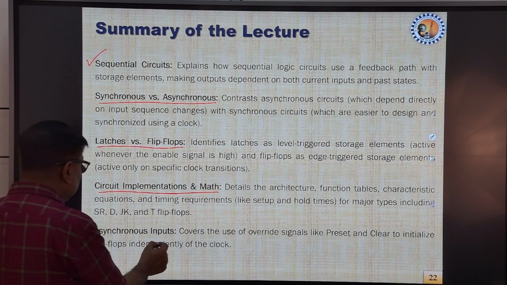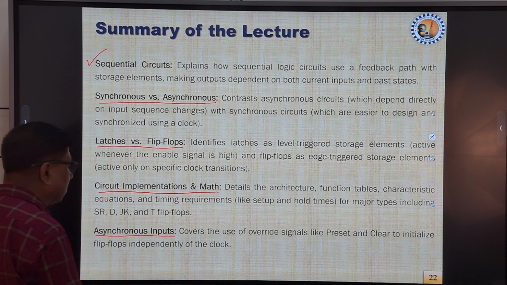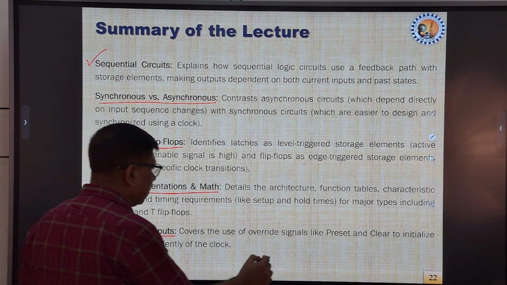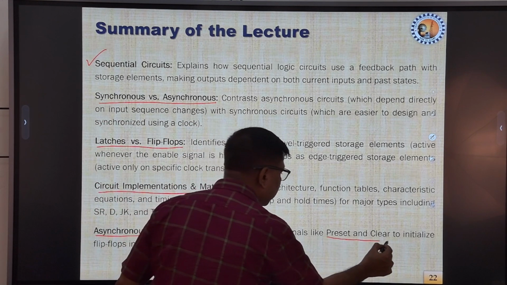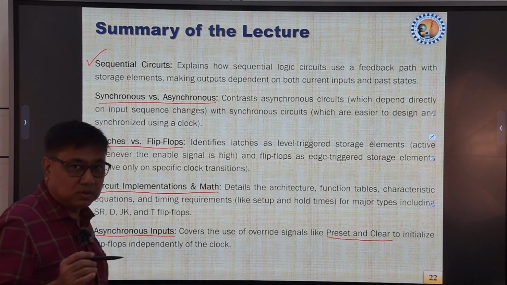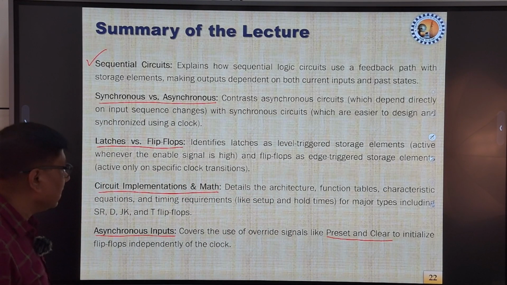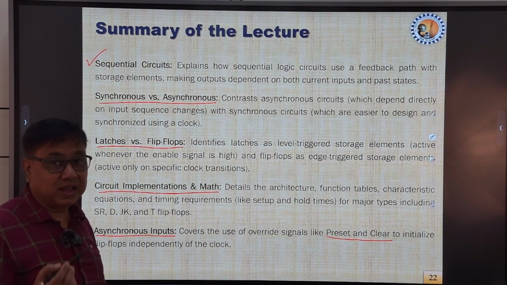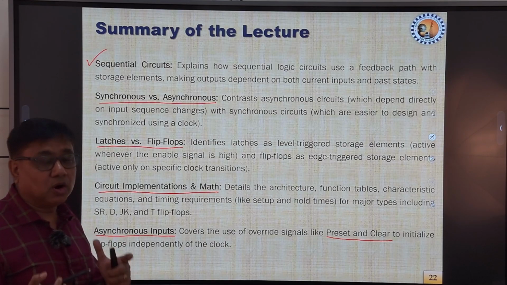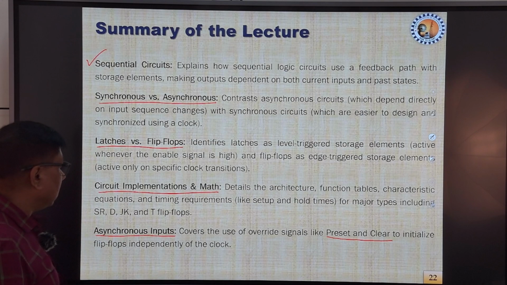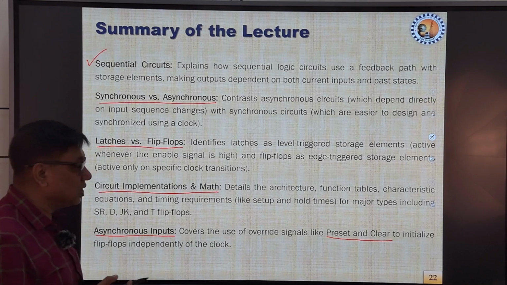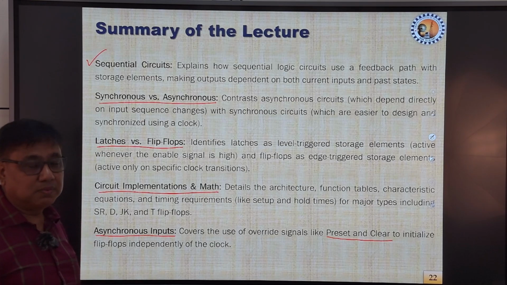Then at the end we have come across the asynchronous inputs, where we have seen the impact of preset and clear, the concept of preset and clear side by side, and how they help in designing the operation of a sequential circuit, especially the basic element, the flip-flop.